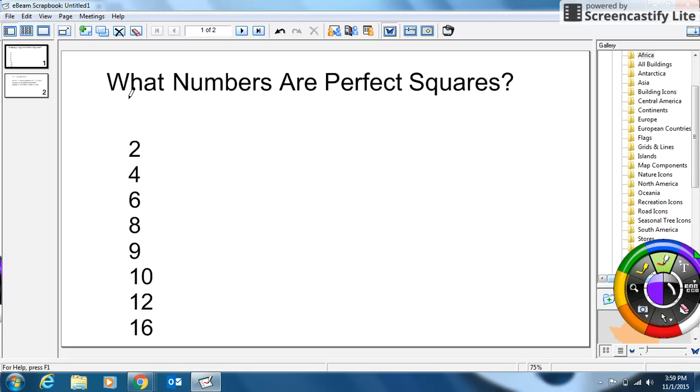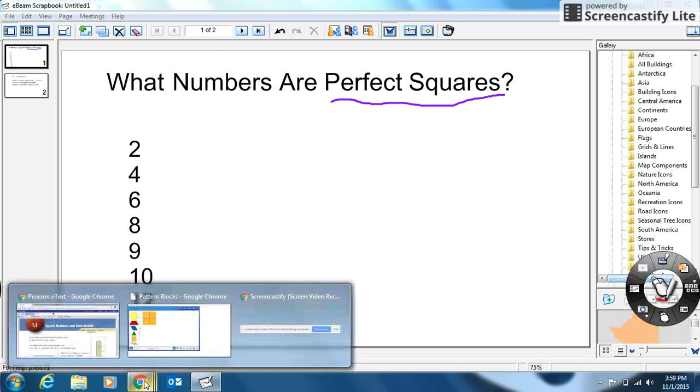So here you go. What numbers are perfect squares? I'm just going to underline that because that's our term we're going to be focusing on today. So let's just look. Here's a bunch of random numbers I wrote down. We're going to go from the top, work our way down. Okay, so let's look at number 2. Let's figure out, is 2 an example of a perfect square?